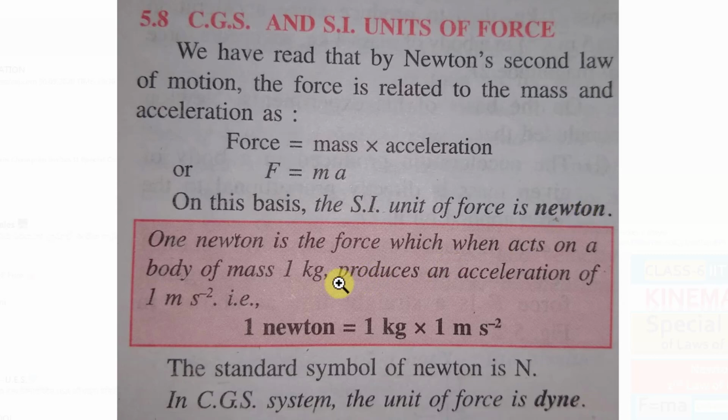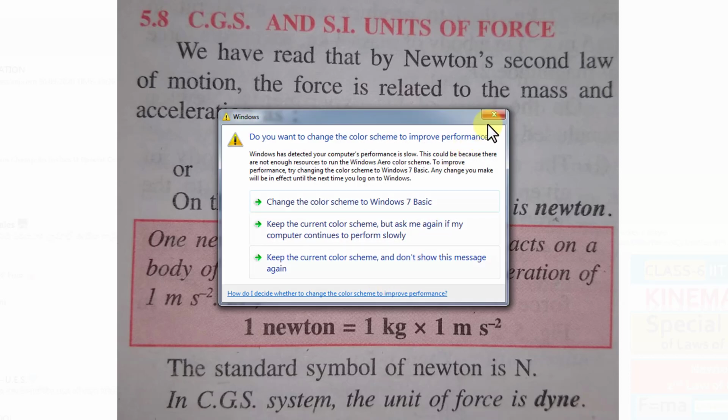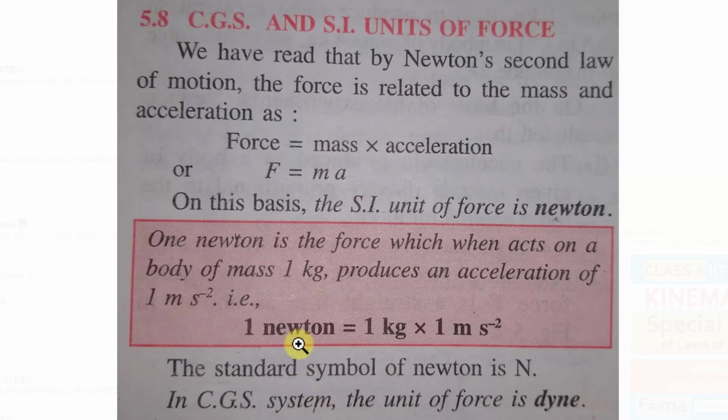So you can see the definition of Newton. How can you define Newton? One Newton is a force which when it acts on a body of mass 1 kg produces an acceleration of 1 meter per second square. So 1 Newton is equal to 1 kg into 1 meter per second square. Force is equal to m into a. How much mass? 1 kilogram. And how much acceleration is produced? 1 meter per second square.